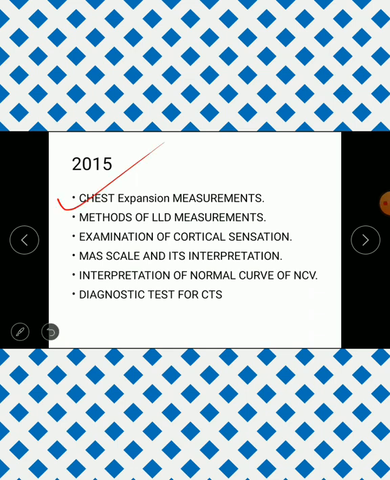In 2015, the questions are chest expansion measurements, methods of LLD measurement, examination of cortical sensation, MAS scale and its interpretation, that is the Modified Ashworth Scale for spasticity, interpretation of the normal curve of NCV, nerve conduction velocity, and diagnostic tests for CTS, carpal tunnel syndrome.